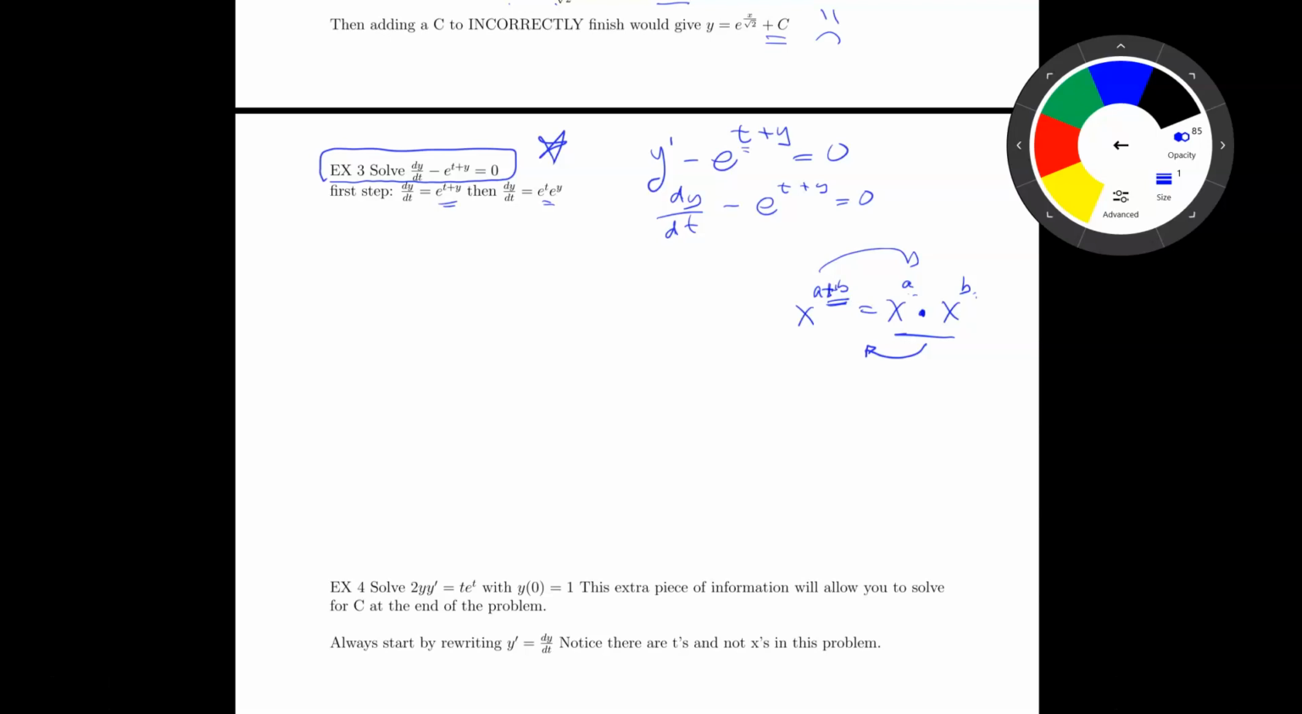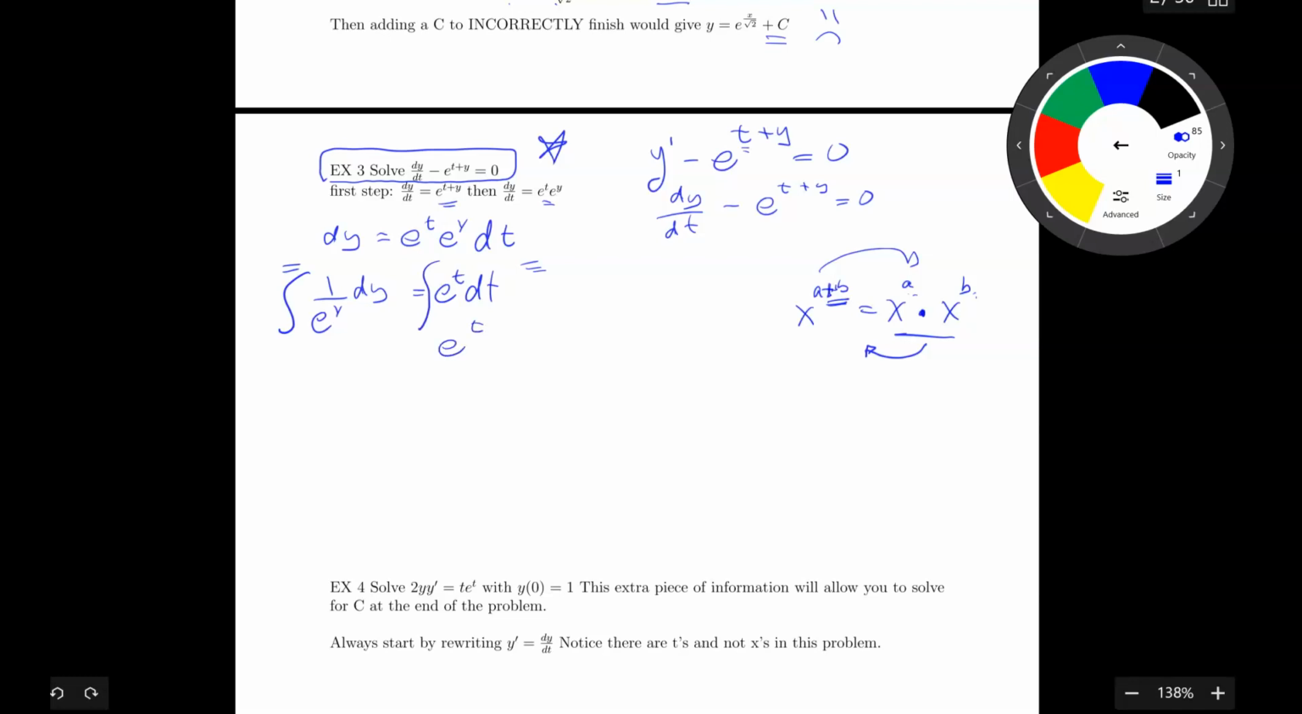Now I'm going to multiply by dt. I'm going to go slow. I want to get t's on this side and y's on this side, so I'm going to divide through by e to the y. Okay, now I'm ready to integrate. This side's easy: e to the t plus c.